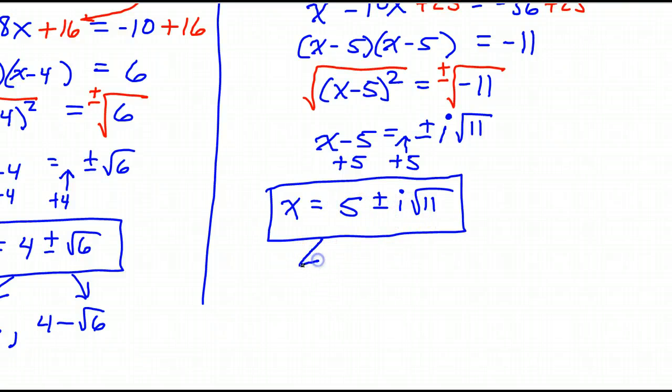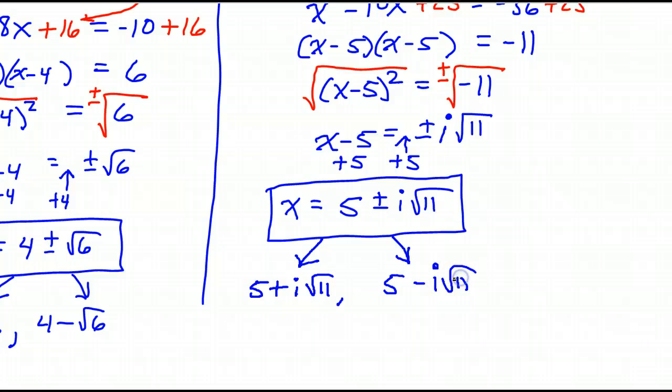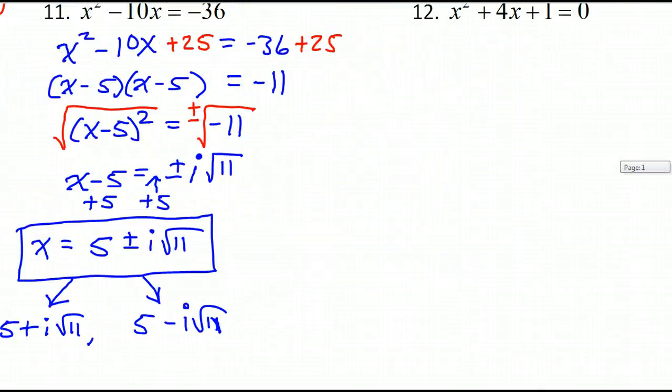It is worth noting that this really means two solutions. This really means 5 plus i radical 11 and 5 minus i radical 11. That's terrible, but you're allowed to leave it in this form for convenience. Okay, was there any more?